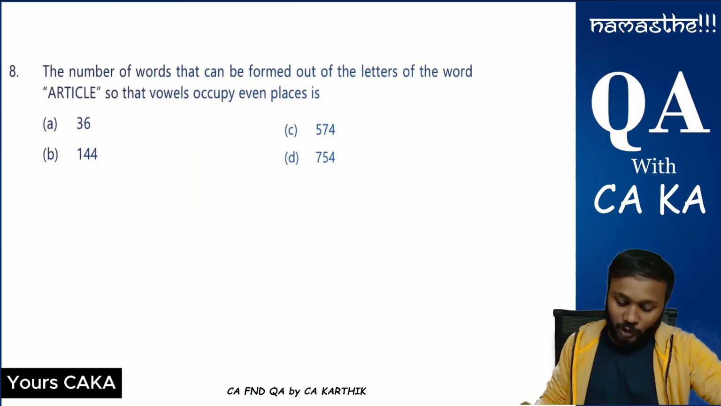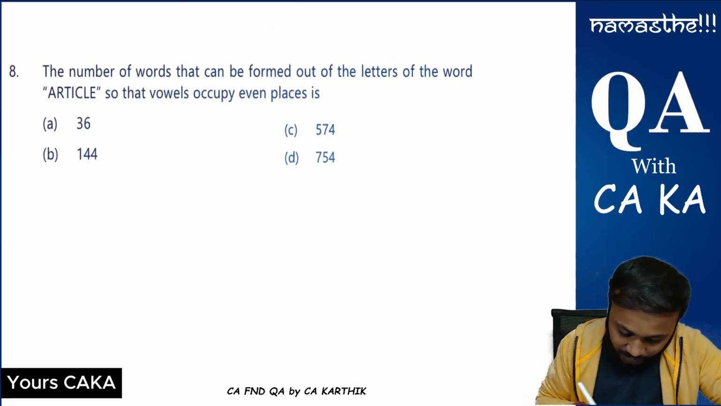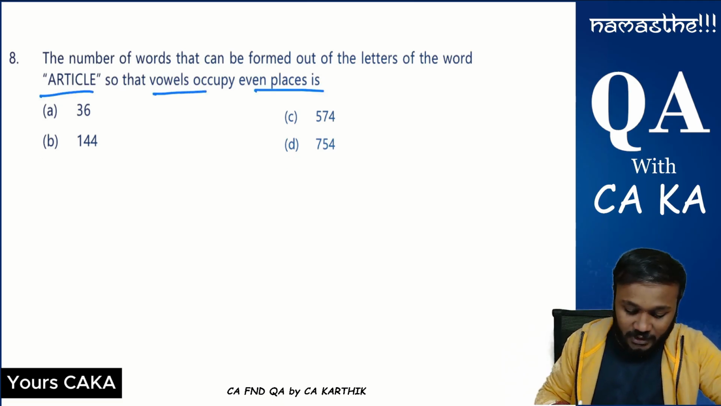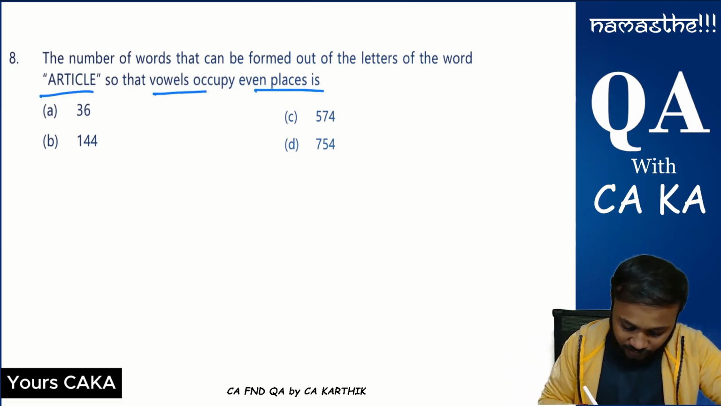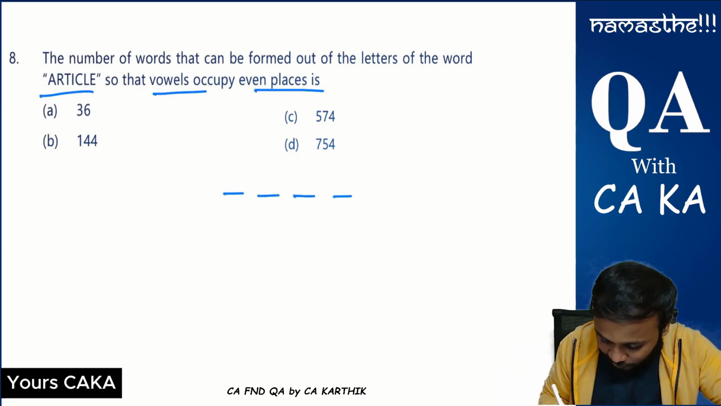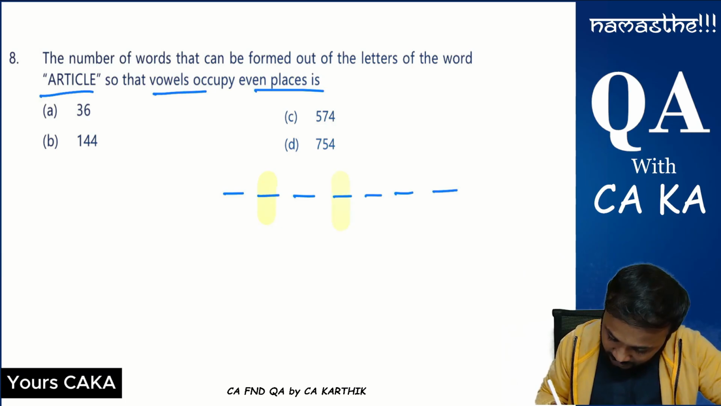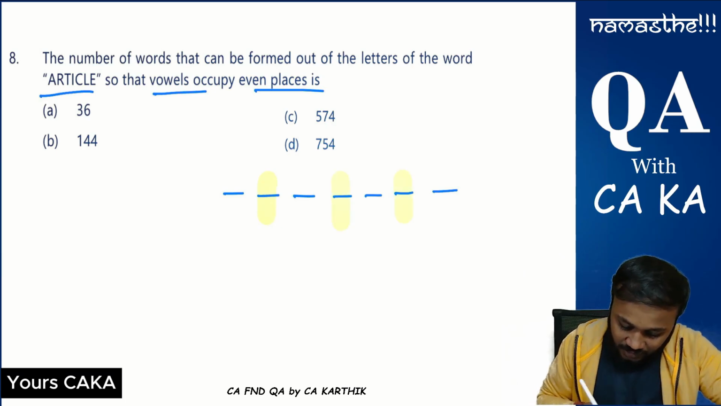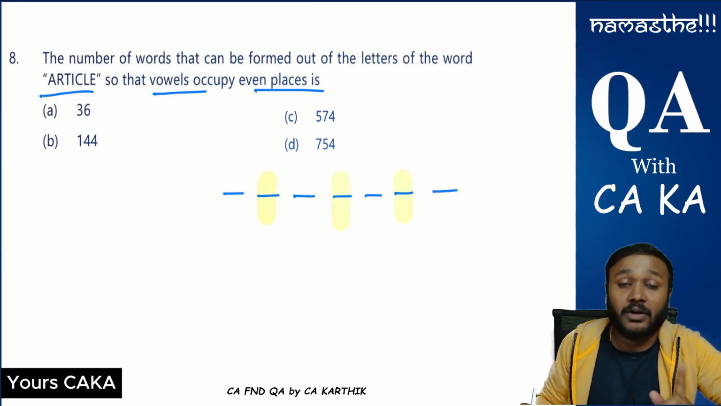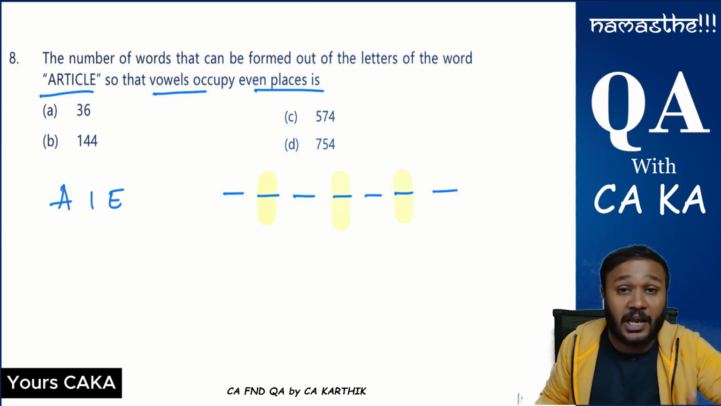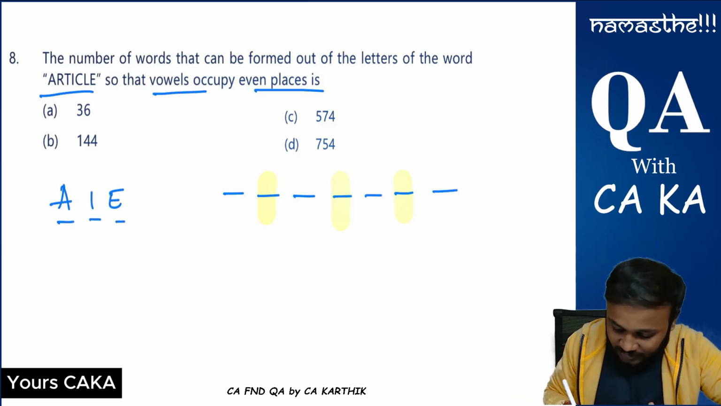Eighth one: the number of words that can be formed out of the letters of the word article, so that vowels occupy even places. How many letters are there in the word article? 1, 2, 3, 4, 5, 6, 7. What are the even places here? There are 3 even places. And in the even places, it should be filled with vowels. How many vowels are there? A, E, I, O, U are the vowels. So there are 3 vowels and there are 3 spaces.